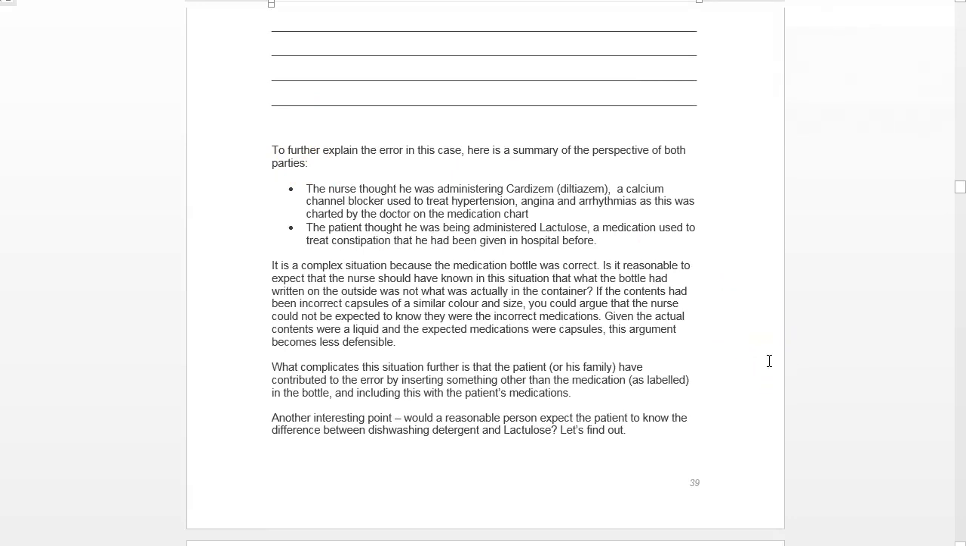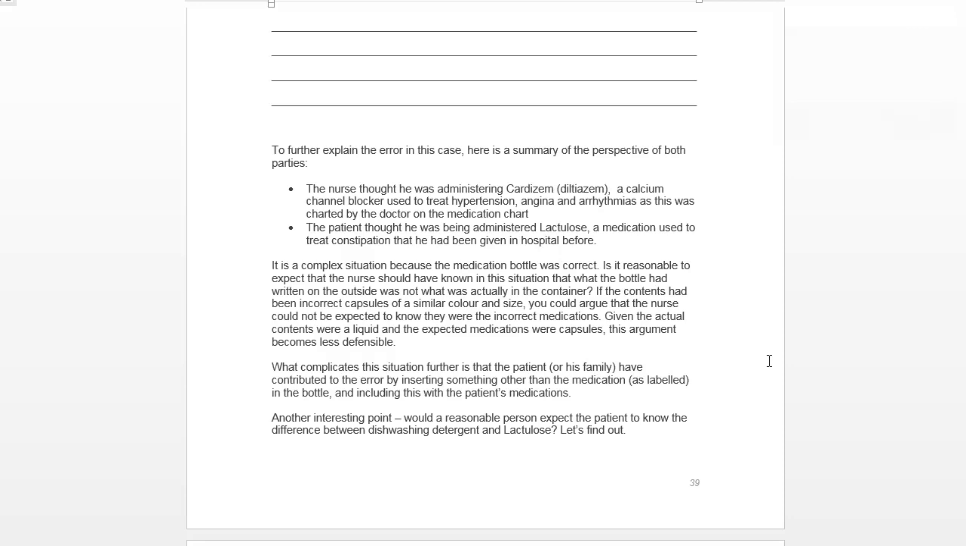To further explain the case, I've gone through more detail just to talk about the perspective of, because it's not as unreasonable as it sounds. It sounds pretty odd that a patient would just swallow dishwashing detergent. So the patient thought he was taking lactulose, which he wasn't, but the patient had previously been given lactulose in hospital. And the nurse thought he was giving cardizem, which was what was written on the bottle, which is a reasonable thing to think. And he was checking that against the medication chart.